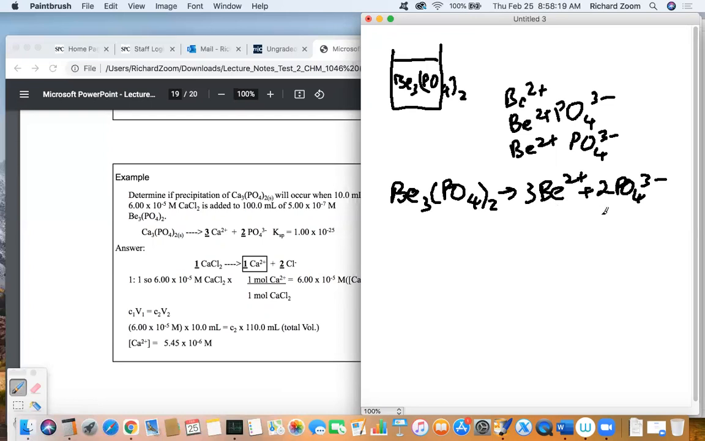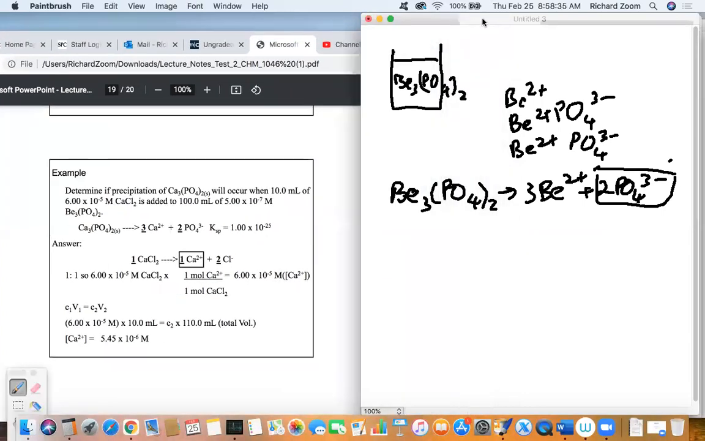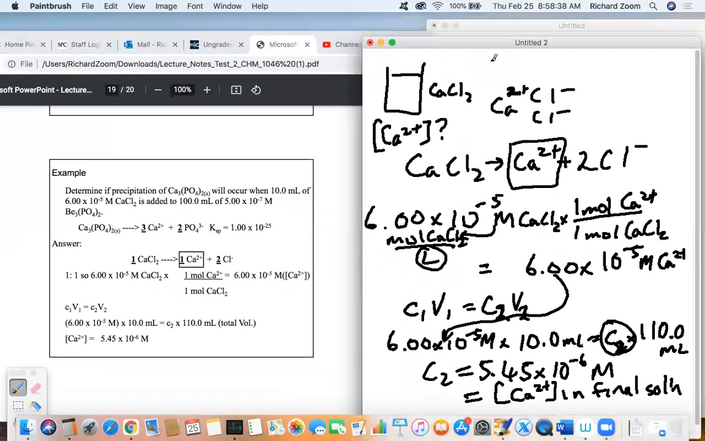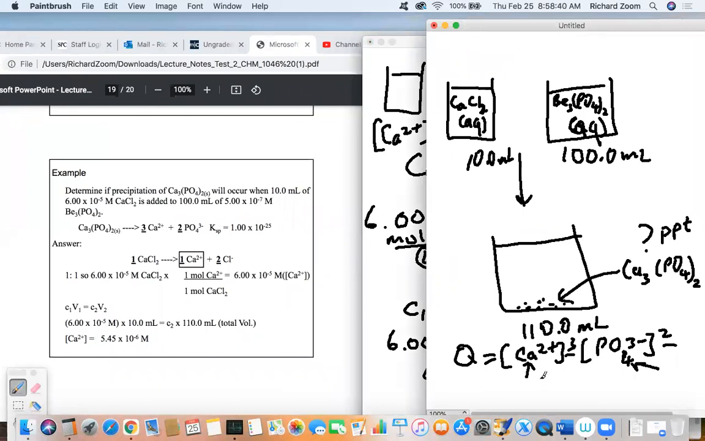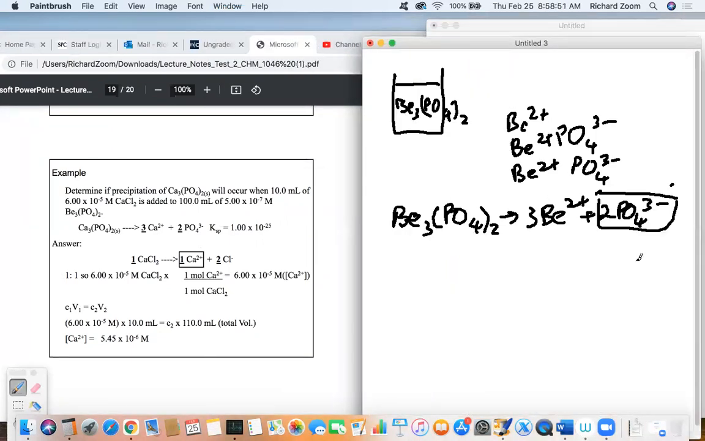So that's the breaking up equation. We're only interested in the phosphate. We're not interested in the beryllium. Now you might be wondering, how do I know we're not interested in the beryllium? Let's go back to the first thing here. What I had said was that because of this, we're only interested in the calcium and the phosphate. Let's go back to Untitled 3 here. Okay. Does anybody have any questions?